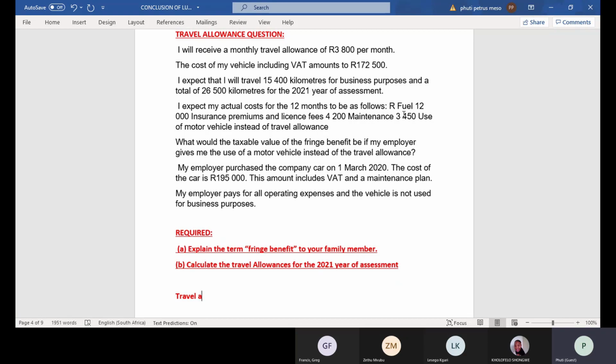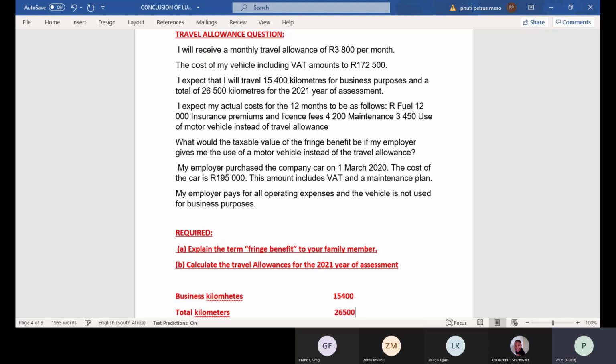2021 year of assessment. You remember when I told you that you need 3 variable costs here? You'd always be given 2, so you need to determine the remaining one. In this instance we've got the business kilometers, which is 15,400. And then I've got my total kilometers, which amounts to 26,500.